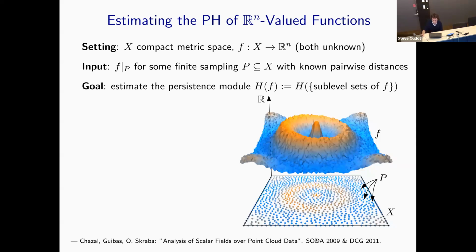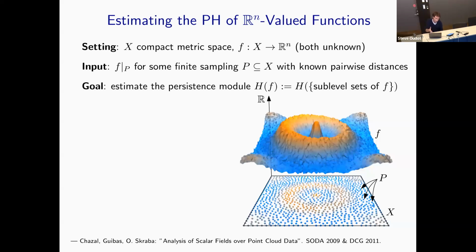So here's a little picture of what's going on. I have a function from the unit square in R2 to R. Here is its graph. And my unit square is actually sampled. I have this set of points here, that's my P. And what I have access to is the pairwise distances between the points and the function values at the points. The function values are color-coded, with orange being higher values and blue being lower values.